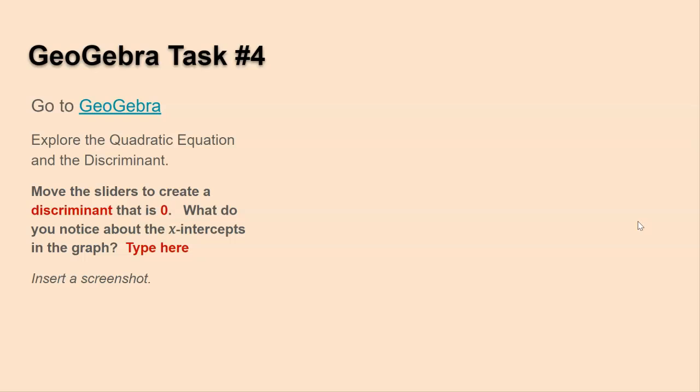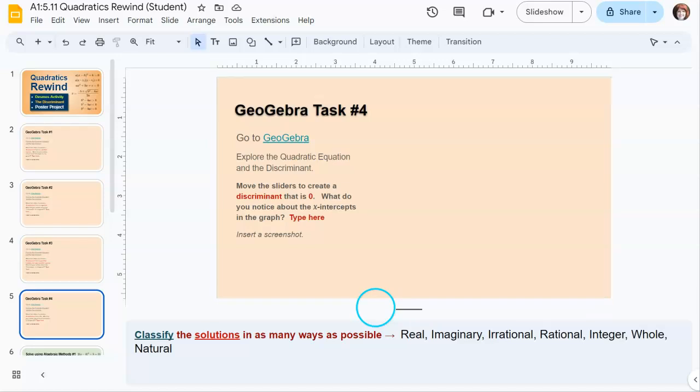Now there is more to this. I put some questions in their show notes. So let's take a look. On each one of these slides, they're being asked to classify the solutions in as many ways as possible: real, imaginary, irrational, rational, integer, whole, natural. They could also delete all the ones that it's not, so if they want to do it that way, that works too. But the point here is to notice that certain discriminants will give you certain solutions. Hopefully as they're working in teams, they'll take note of what's happening with their classmates as well, so they can get more than one example of each of these.